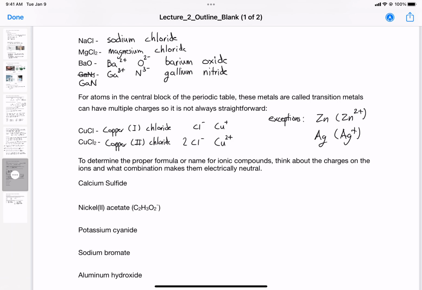So it's important that we're able to do the first, going from formula to name, then name to formula. So calcium sulfide.